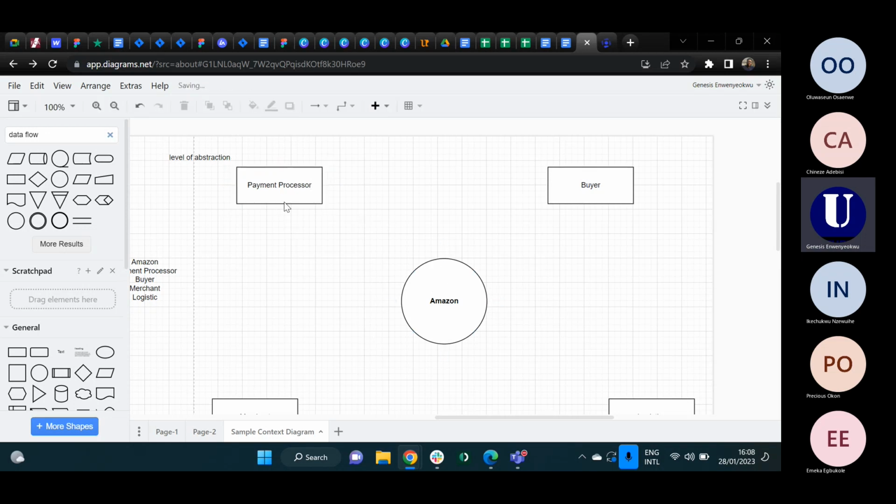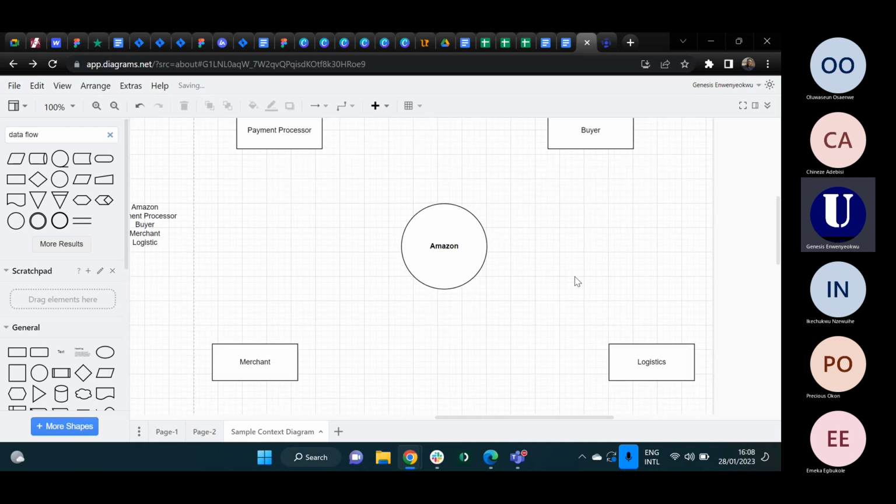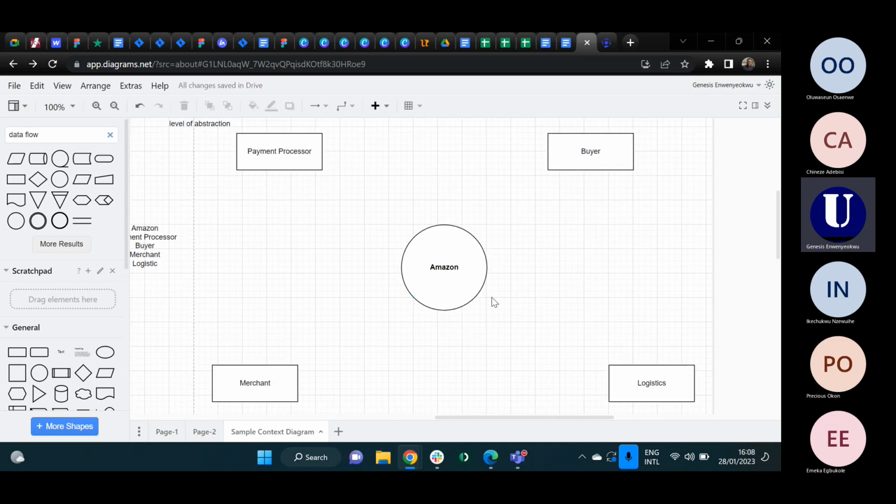Now, how do these 4 entities interact with Amazon? What kind of data do they send to Amazon? And what kind of data will the Amazon application or solution be sending to them? We are not going into details because it's a context diagram, but rather we are staying high level. Now, to show the flow of data, that's where we introduce what we call arrows. We use arrows to explain the flow of data.